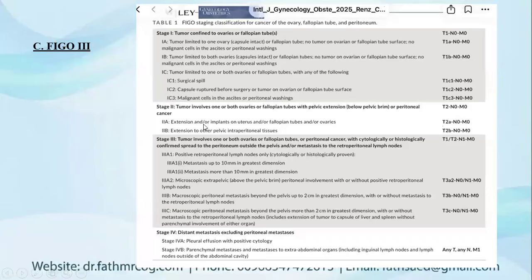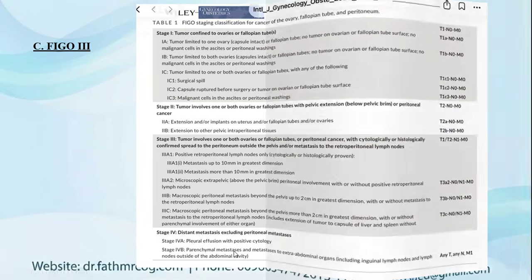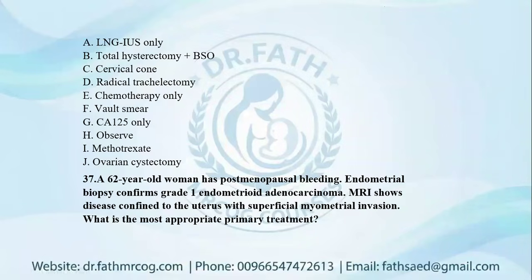Because if you have stage 2, Dr. Sana, it will be only with the pelvic extension below the pelvic brim or peritoneal cancer. Here, implant in the uterus or fallopian tube, extension to the pelvic intraperitoneal tissue. When it comes out or retroperitoneal lymph node, it will be 3. If you have distant metastasis, if you have pleural effusion with positive cytology, it will be 4A. Parenchymal metastasis, it will be stage 4. This one you will remember. It is a must to remember. You will force yourself to finish this exam.